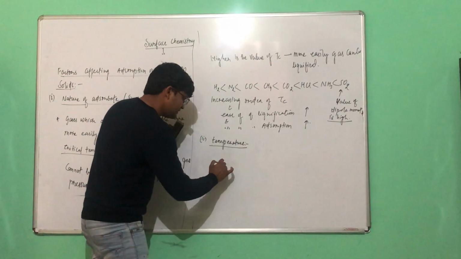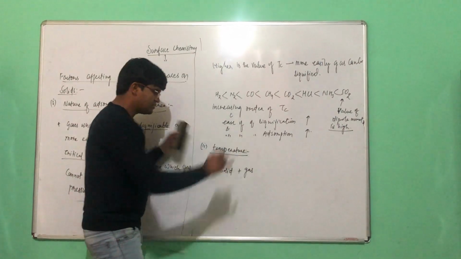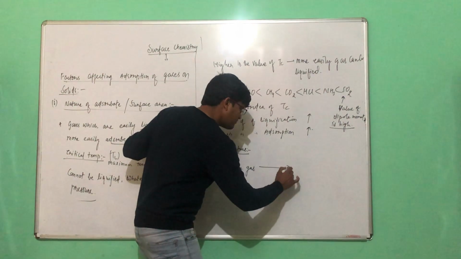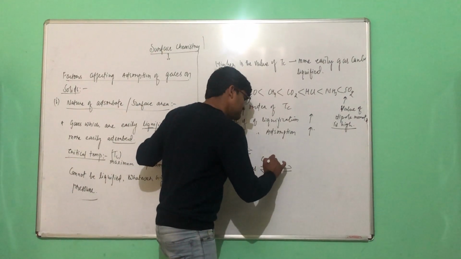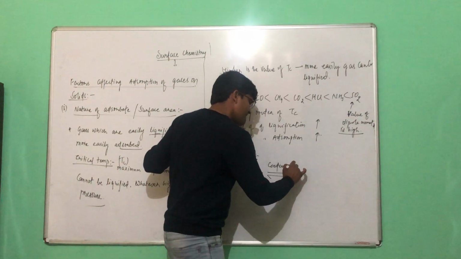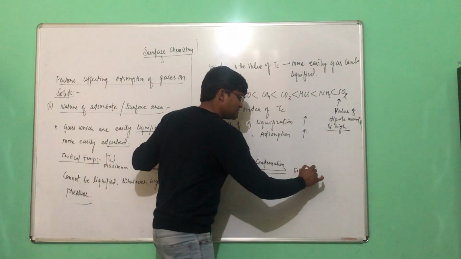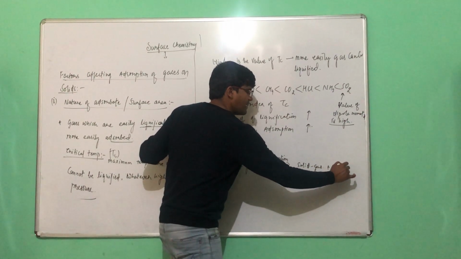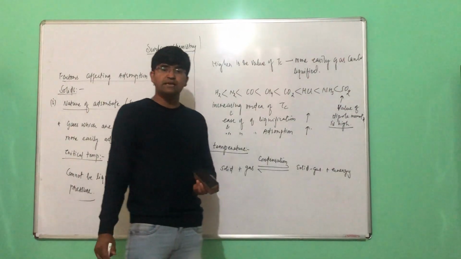For example, here is a solid plus gas. So this gas has to be adsorbed on the surface of the solid. So what process do you have to follow? The process we have to follow is condensation. So here gas is adsorbed on the surface of the solid, gas plus energy. Energy is given out, meaning adsorption is exothermic in nature.